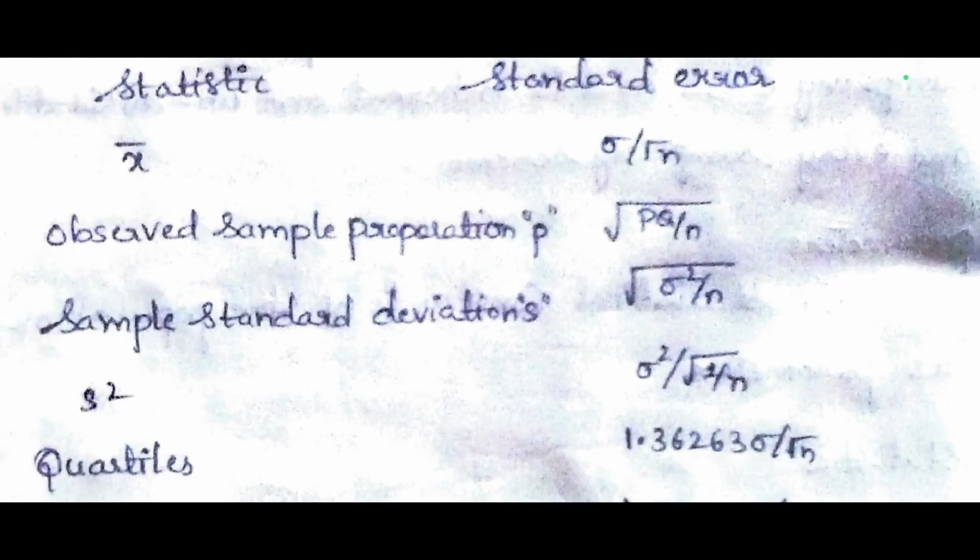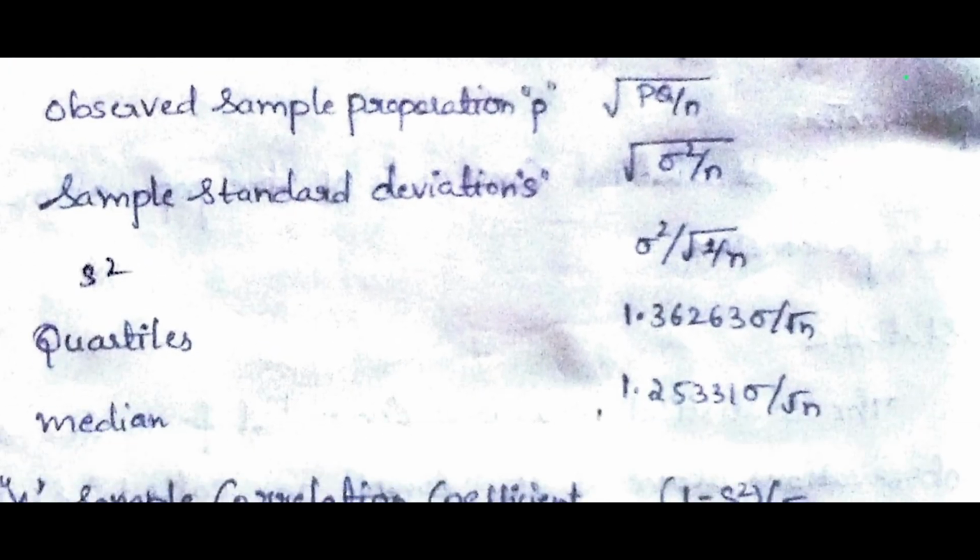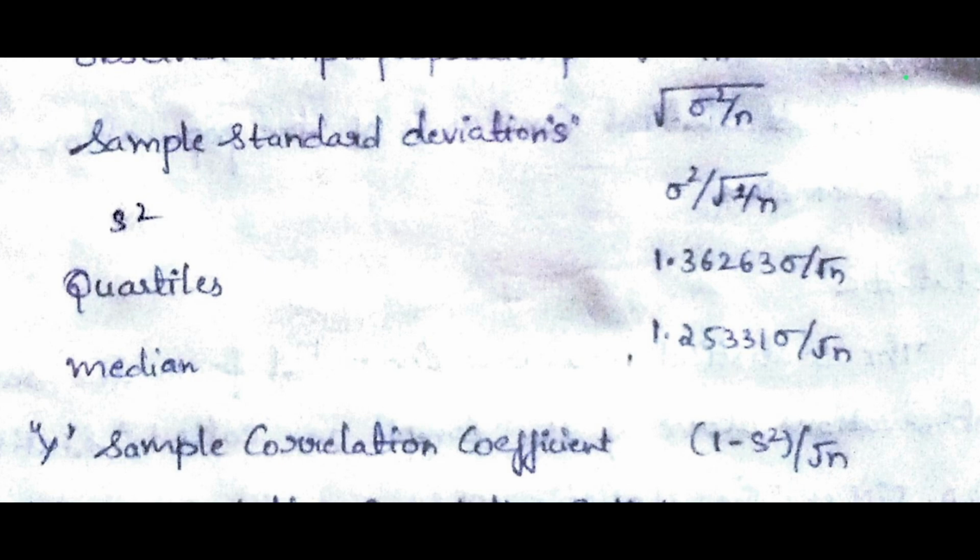X bar, sigma divided by root n. Observed sample proportion p, under root of PQ divided by n. Sample standard deviation s, sigma divided by under root of 2n. S square, sigma square under root of 2 divided by n. Quartiles, 1.36263 sigma divided by root n. Median, 1.25331 sigma divided by root n.